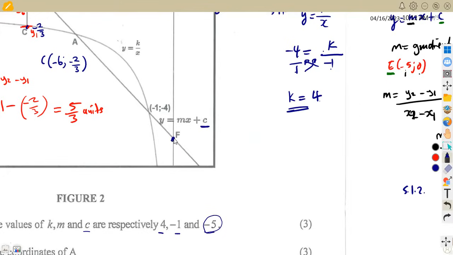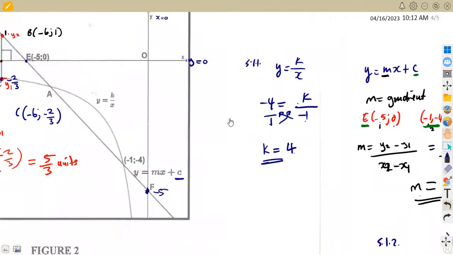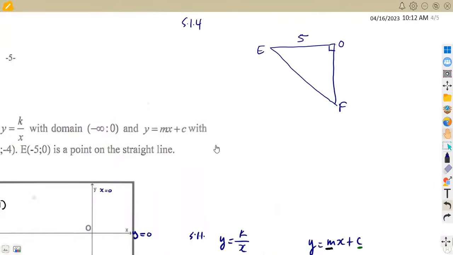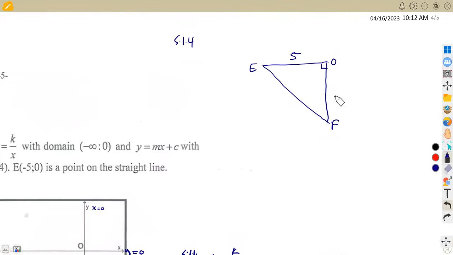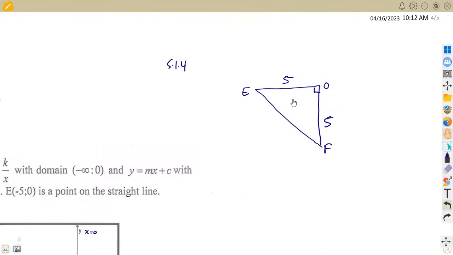Meaning, at point F, which is the y-intercept, it is at -5. So from our origin to the point F, we have 5 units. In this case, I'm writing the distance, not the direction. So this is our triangle. This is at -5, this is at -5. So you can have your area.